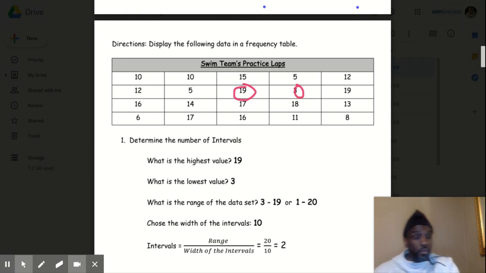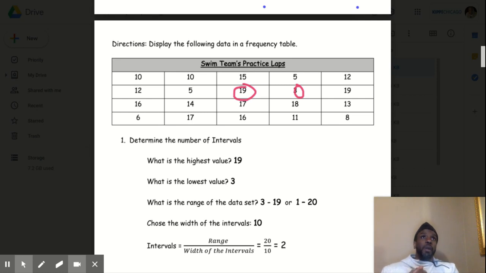Once again, I'm going to use 1 to 20 because I like using 20 because 20 could be broken up evenly. You can use 1 to 25 and 25 could be broken up by 5s. You could use 1 to 30 and 1 to 30 could be broken up by 10s. And you can go 1 to 10, 11 to 20, 21 to 30. And that's covering that 3 to 19.